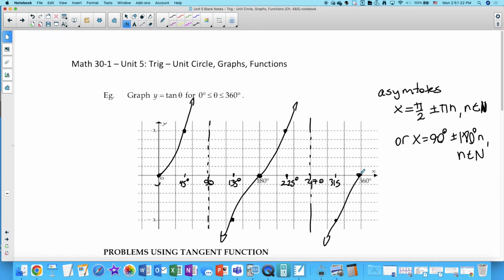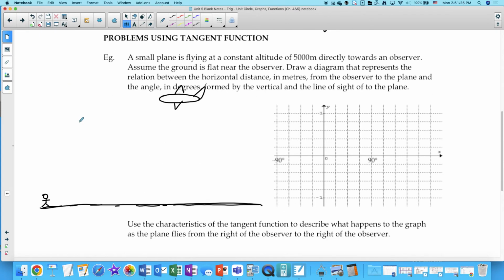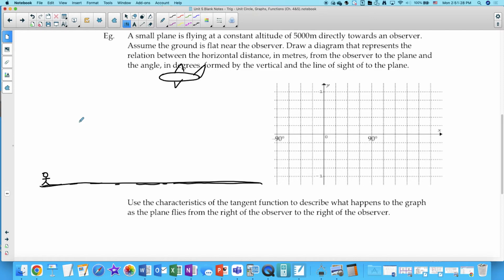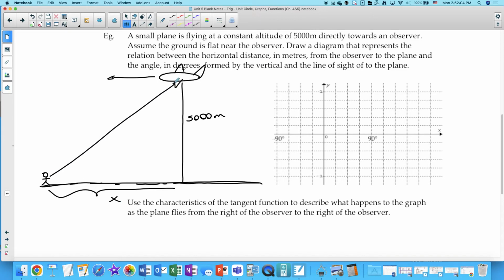Okay, back to the plane. So the plane has an altitude of 5,000 meters. And it's flying towards this observer, but the altitude doesn't change. So horizontally, it's flying towards the observer, but vertically, it's not changing its height, right? So right now, what we want to know is the relationship between this distance x and the angle in degrees formed by the vertical, there's the vertical, and the line of sight. The line of sight is there. So we're curious about this angle, the relationship between that angle and that horizontal distance.